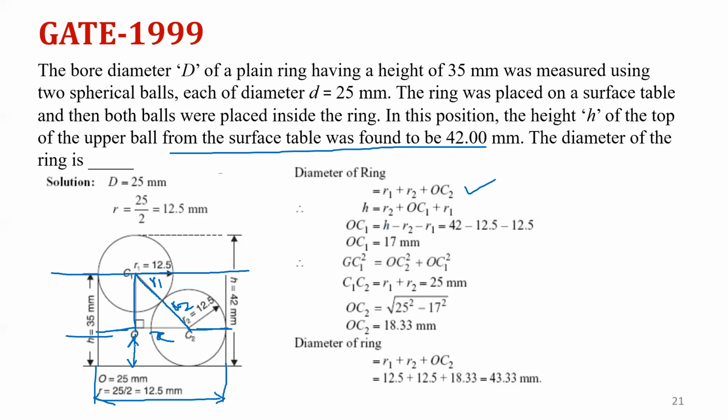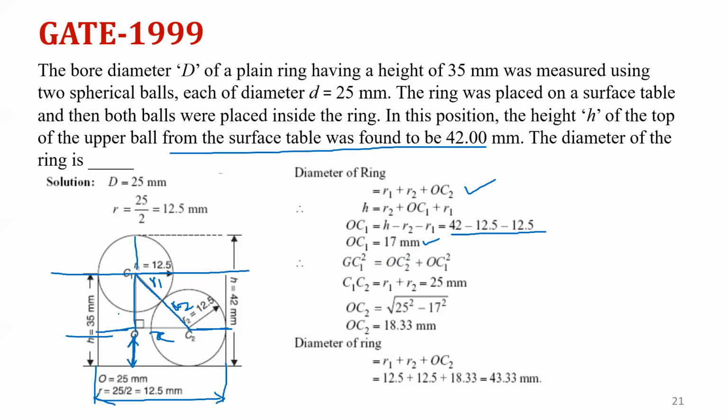So from this, what is OC1? OC1 is equal to H minus R2 minus R1, or 42 minus 12.5 minus 12.5. You will get OC1 equal to 17. So the total height is given, H is equal to 42. You have to subtract this R1, 12.5, and also subtract this 12.5. 12.5 plus 12.5 is 25, and 42 minus 25 will give us 17.